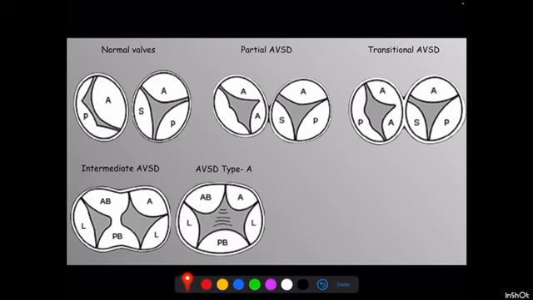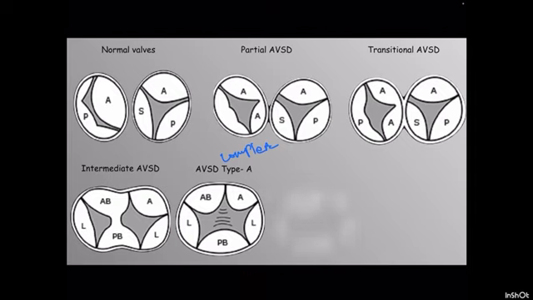So, what is the main difference between this complete AVSD and intermediate AVSD? You will have the bridging between these two. So, anatomically, it is only one annulus. However, physiologically, you have two inlets. So, in this AVSD also, you have two inlets. Whereas this is the complete AVSD, type A. In this, you will have only one orifice. You have one orifice.